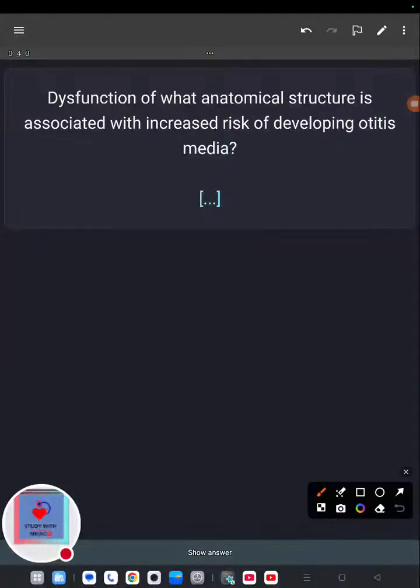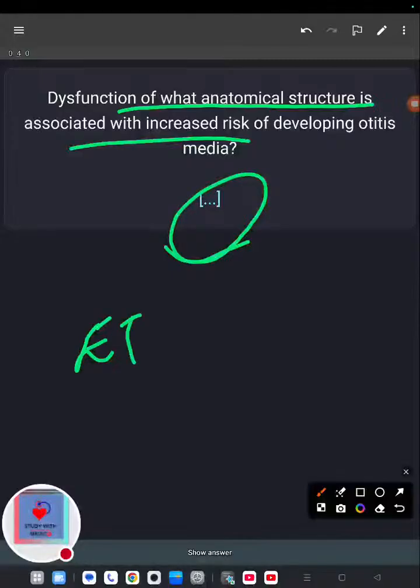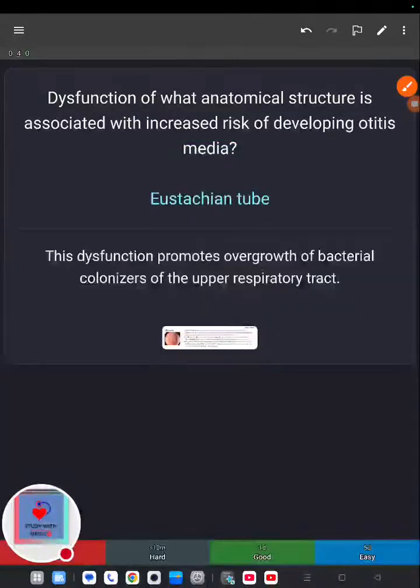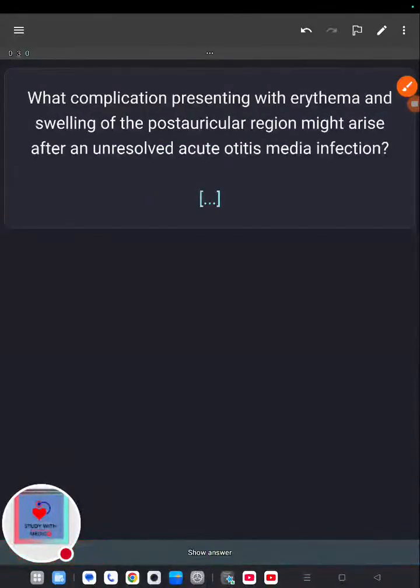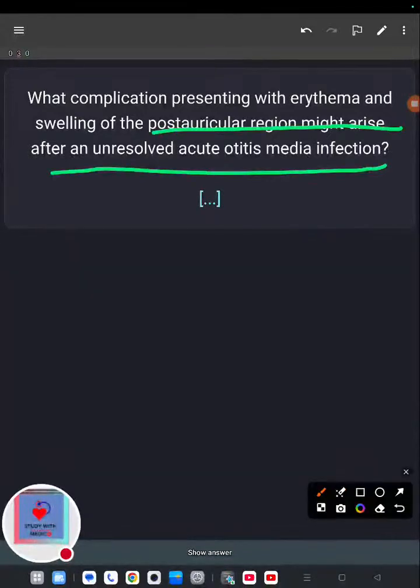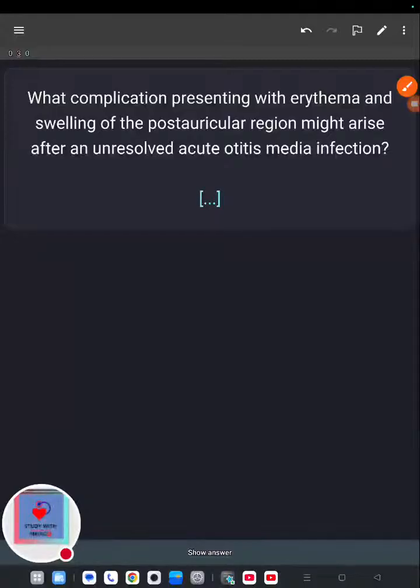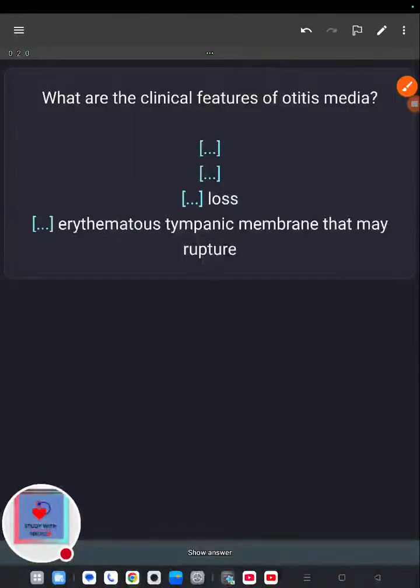Okay, dysfunction of what anatomical structure? We have seen this is taken here. Next. Presenting with erythema, swelling, post-auricular pain, unresolved because of the continuity with the mastoiditis, or the mastoiditis can occur. What are the clinical features?